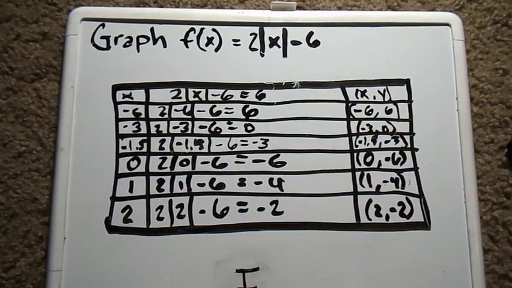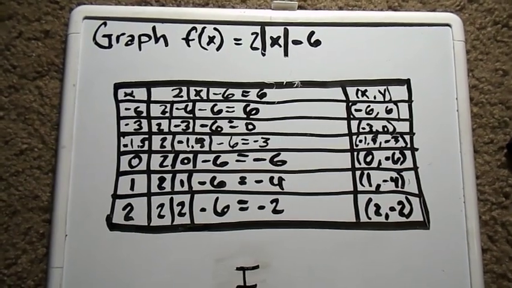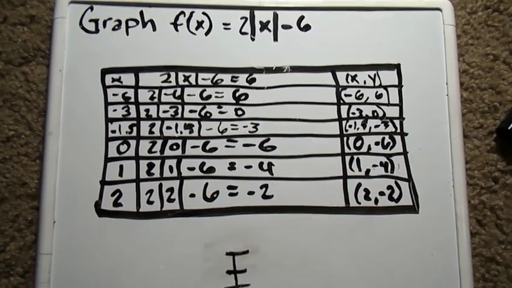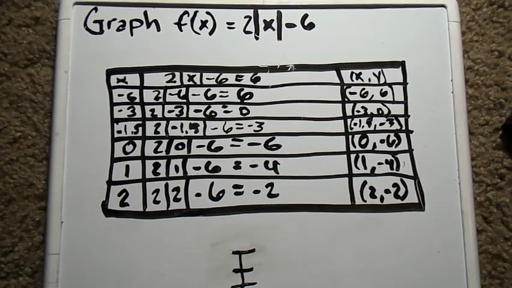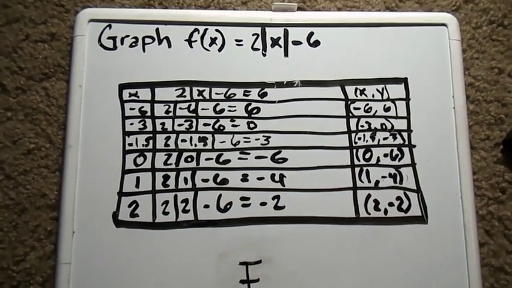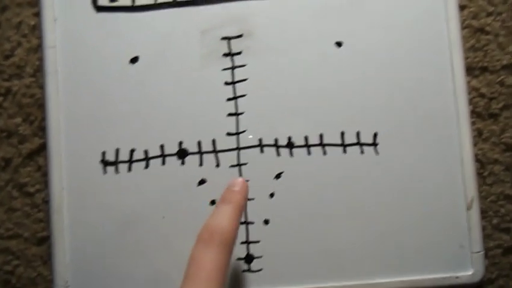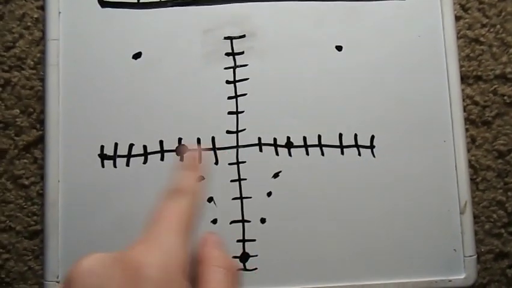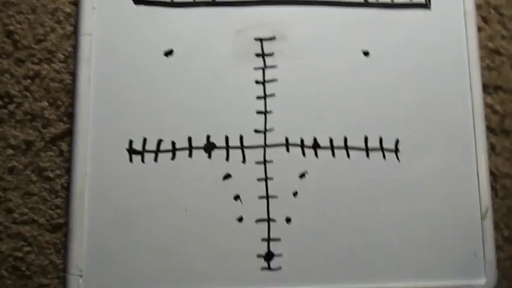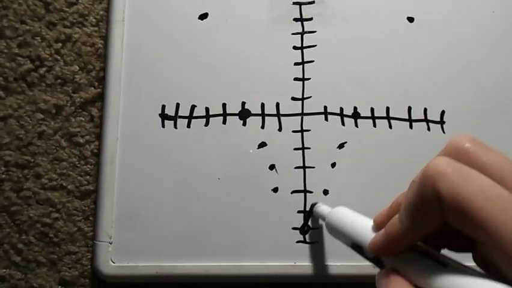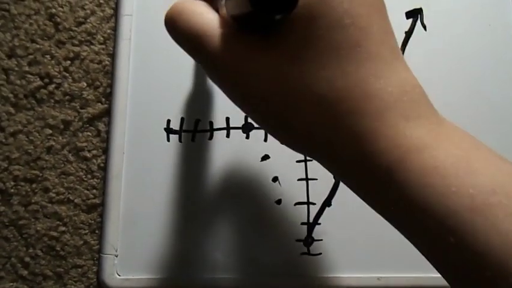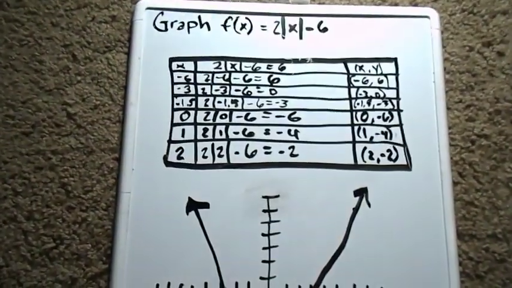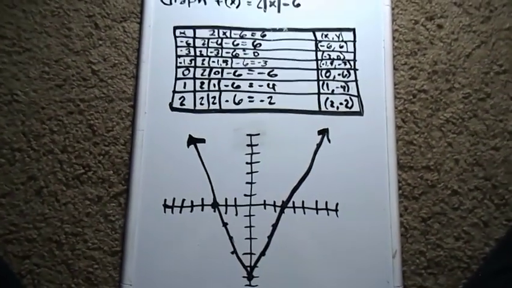Lastly, I would plug in negative 6 for the x value and do 2 times the absolute value of negative 6 minus 6, which would equal 6. So the points would be negative 6, 6, and 6, 6. So when you put the points on the graph, you go over negative 6, up 6, then over positive 6, up 6, and then you would connect the dots. And that is how you graph absolute value piecewise functions.